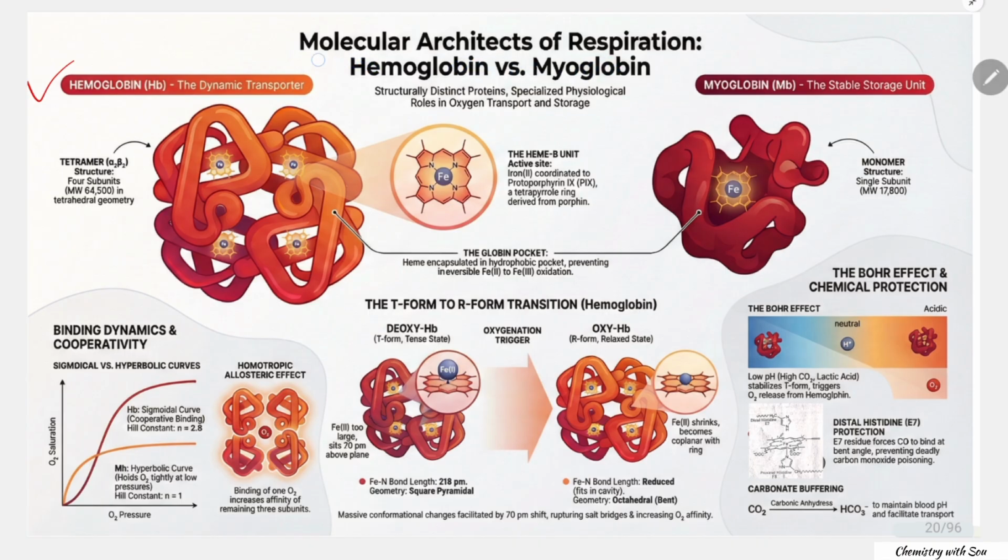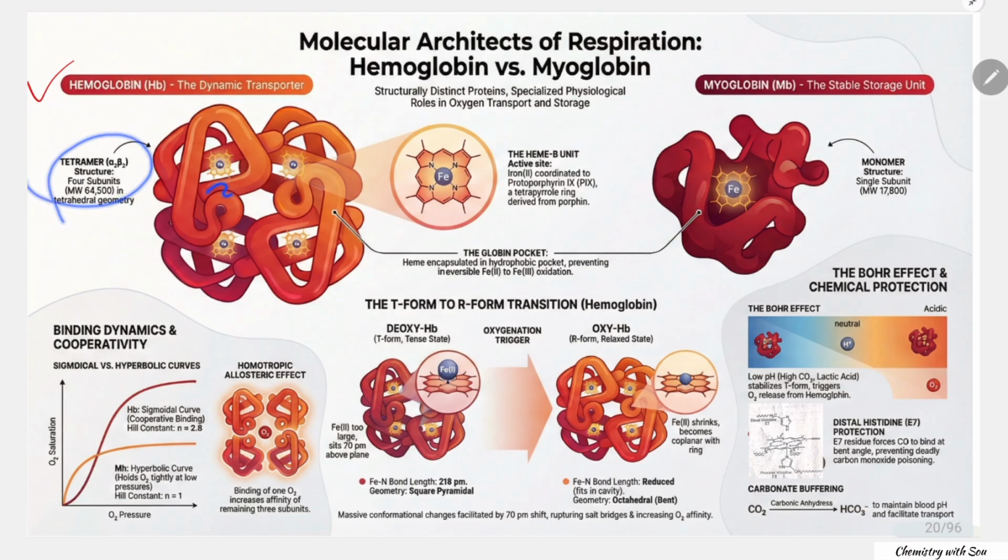So this is the molecular architect of respiration: hemoglobin and myoglobin. They are structurally distinct proteins with specialized physiological roles in oxygen transport and storage. First of all, we'll learn about hemoglobin. It acts as a dynamic transporter. Mainly it transports the oxygen.